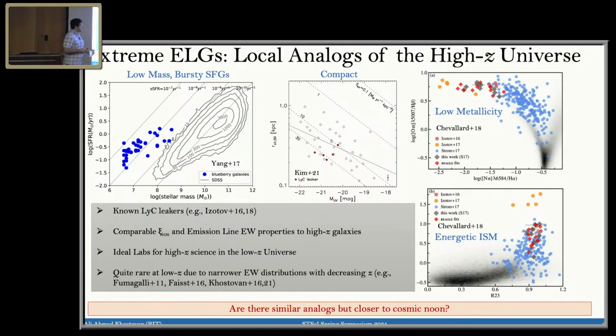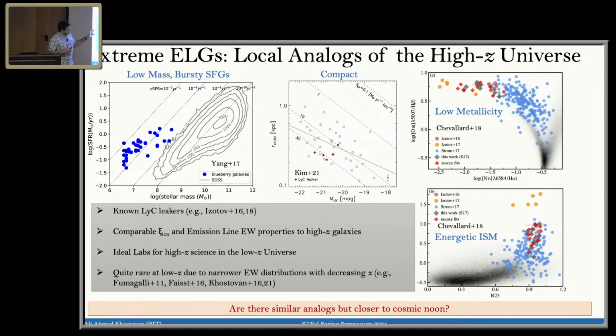Some populations of these extreme emission line galaxies are also confirmed Lyman continuum leakers, so you have Lyman continuum escape in these sources, and they also have elevated ionizing photon production efficiencies. All of these components put together are similar to the typical properties that we would expect in high redshift galaxies, which the JWST is also now finding.